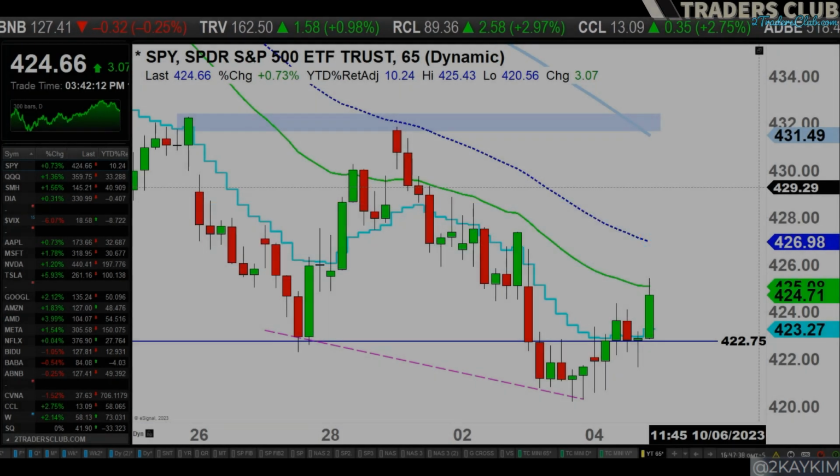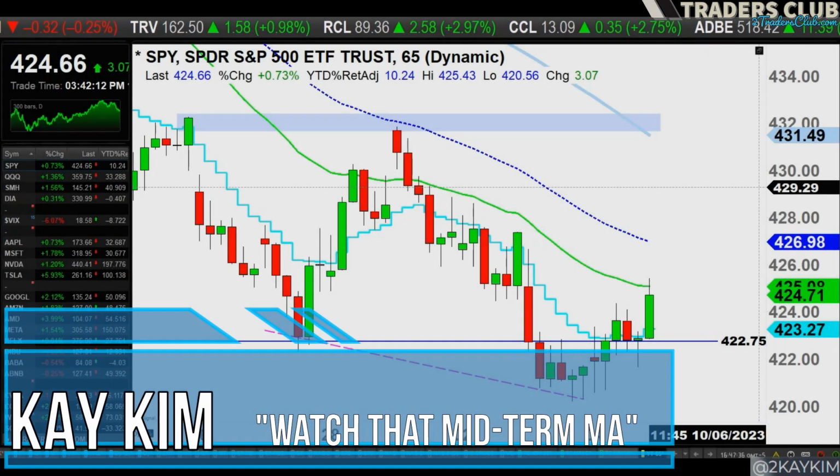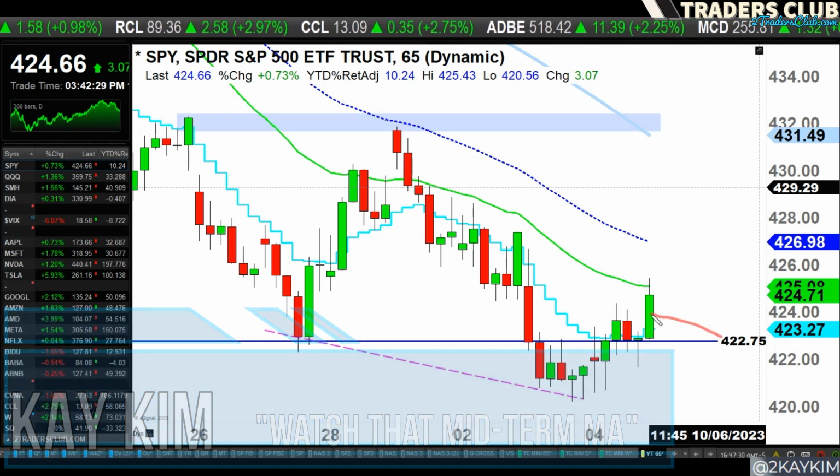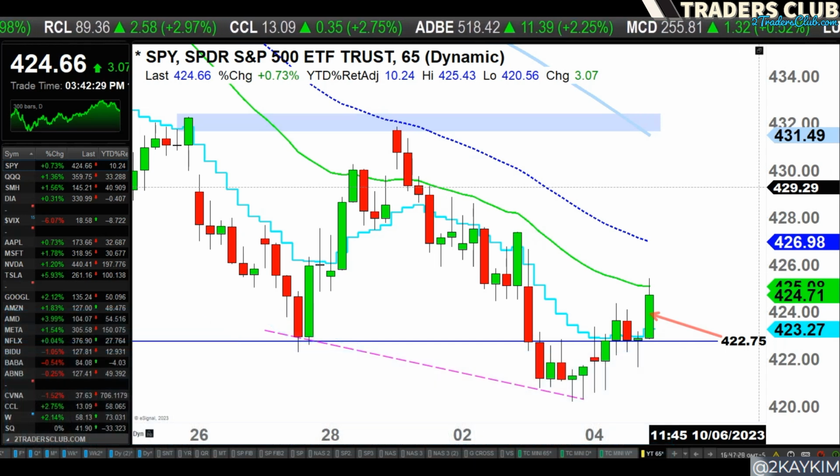All right, let's get right into it here. We're looking at the SPY 65-minute chart. As you can see, we did witness a little bit of pop on the last hour. What happened with that pop is that we obviously did make that higher high here in the micro term.